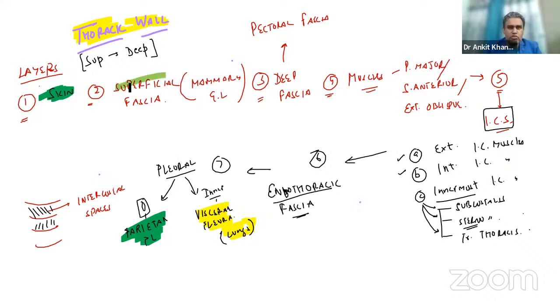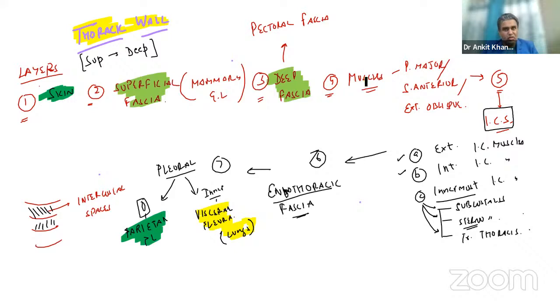So after skin, we have superficial fascia, right? Which has the mammary gland in both male and female. Females normally have the whole alveoli and the ducts. The male is devoid of the ducts and the alveoli. Mainly few ducts may be there, but alveoli are absent. Then after skin and superficial fascia, we have a deep fascia. Anteriorly, normally it is pectoral fascia.